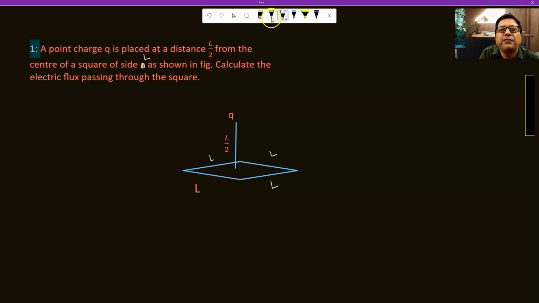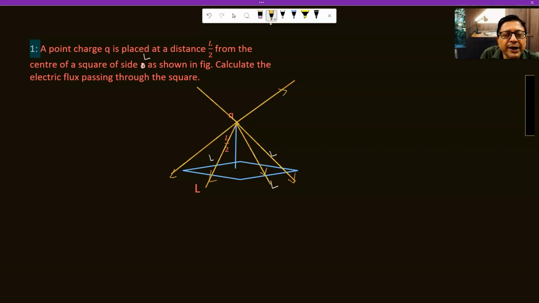Question is to find the flux passing through this. Obviously, from Q, the lines of forces are going this manner, isn't it? It is in all directions. Coming this way, some of them are passing through the surface, some of them are not passing through the surface, can go this manner also. Okay, these are not passing through the surface.